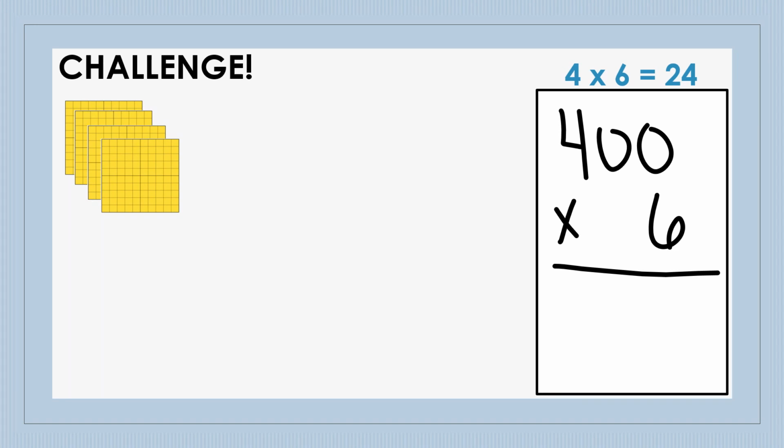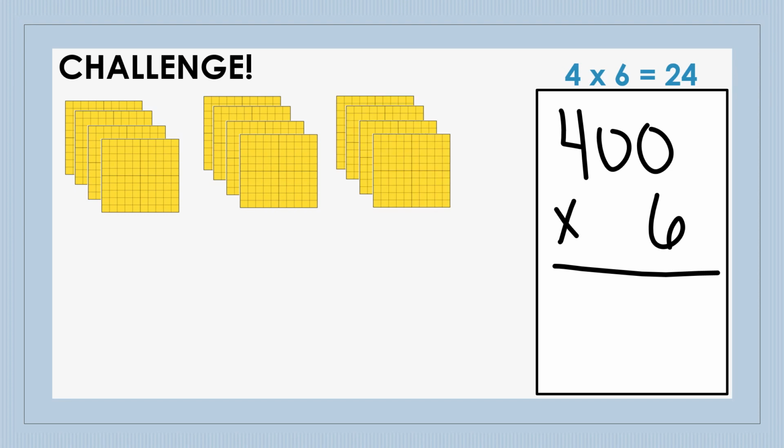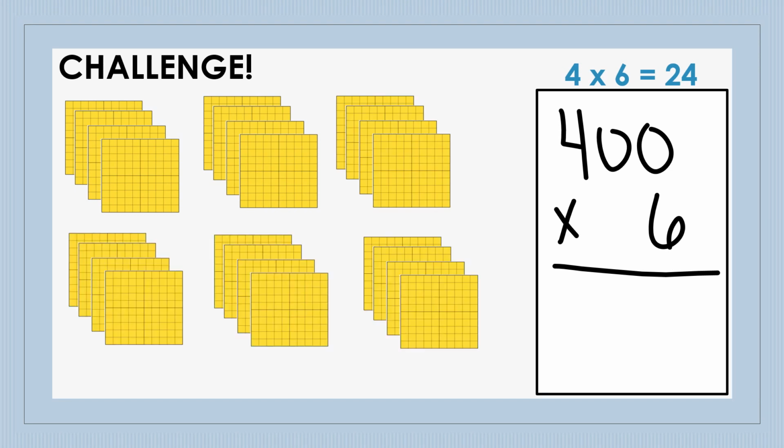Now let's get 6 groups of 400. How many hundreds do we have altogether? 4, 8, 12, 16, 20, 24. Oh, so if 6 groups of 4 ones gives me 24 ones, then 6 groups of 4 hundreds will equal 2400.